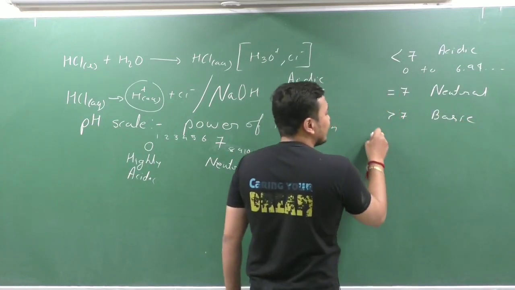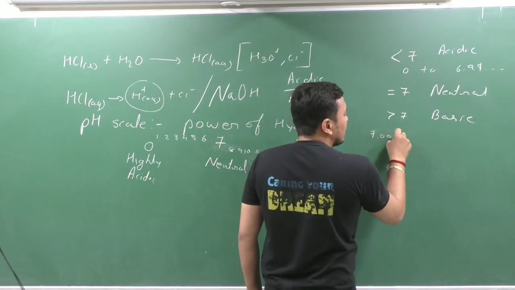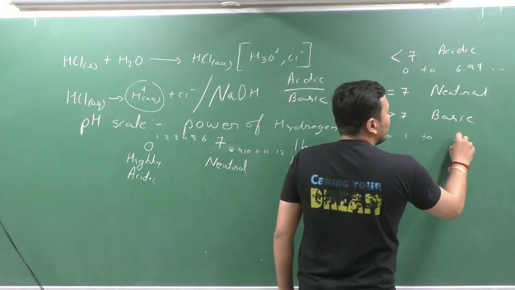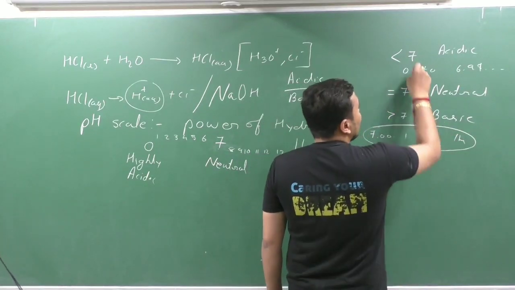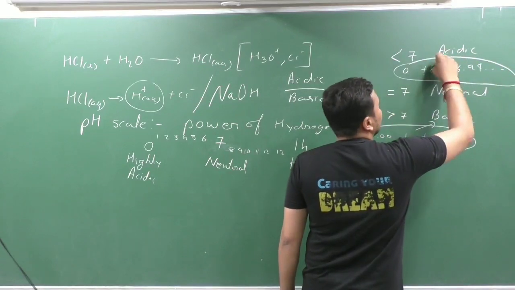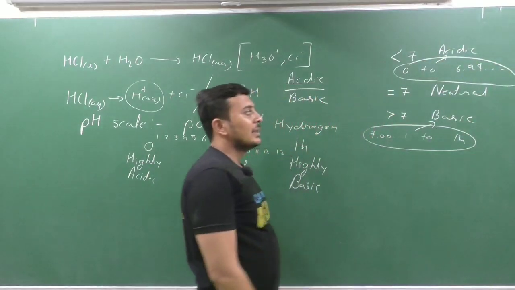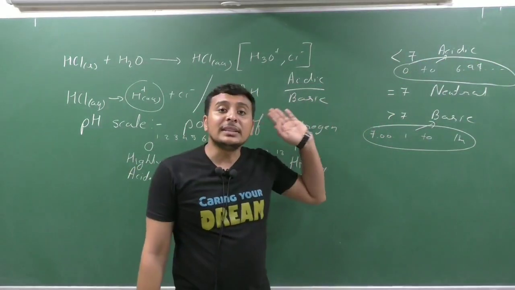So what do you mean by greater than 7? It can be 7.00001 to 14, anything. All of these compounds are basic. All of these pH-showing compounds are acidic. So anywhere less than 7 is acidic.